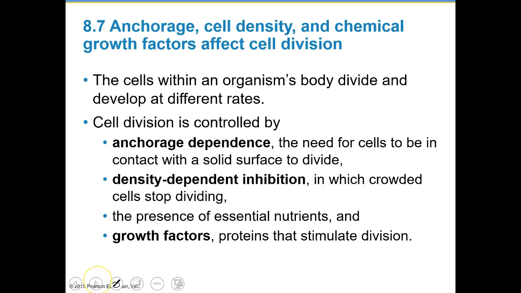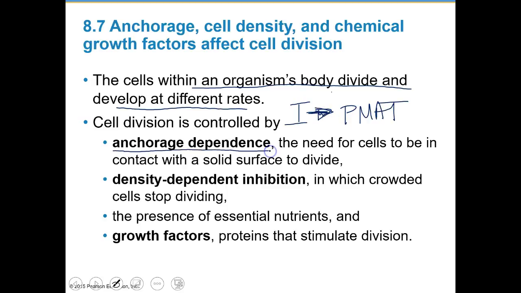Okay. So the cells within an organism's body divide and develop at different rates. It just depends. So skin cells are dividing rapidly all the time. Brain cells don't particularly divide rapidly, sometimes not at all. They can, but they're real slow. So different cells divide at different rates. Cell division, that whole process that we talked about that includes interphase, and then when you get to mitosis, it's PMAT, that whole thing is dependent and controlled by these three things.